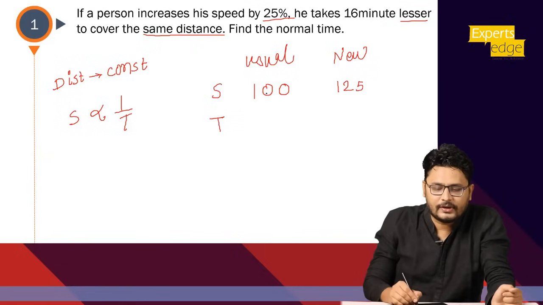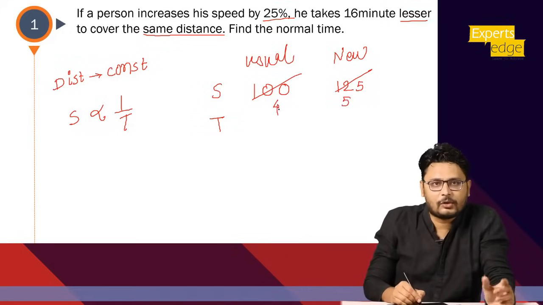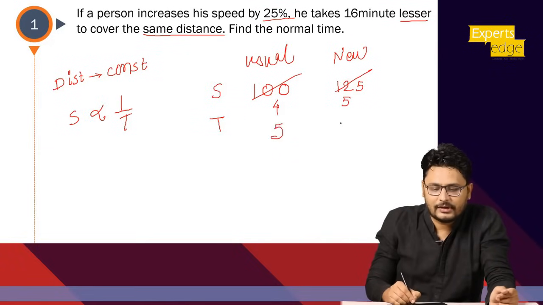Now what is the ratio of it? Ratio is nothing but, if I cancel it by 25, this is 4:5. So 4:5 is the ratio of the speed. So what will be the ratio of time? It would be the inverse of it, that is 5 and 4. I'll just put some constant, let's say 5k and 4k.